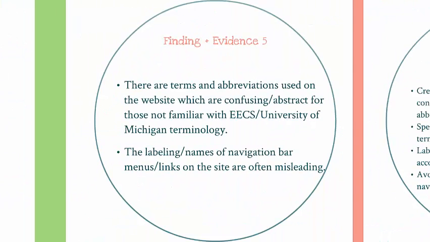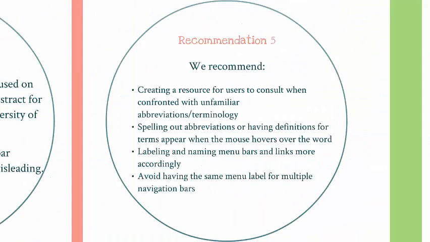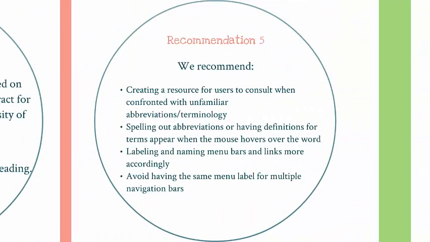For our fifth finding, we found that there are terms and abbreviations used on the website that are confusing or abstract for those not familiar with EECS or the University of Michigan terminology. The labeling and naming of navigation bar menus and links on a site are often misleading and confusing. We recommend creating a resource for users to consult when confronted with unfamiliar abbreviations and terminology.